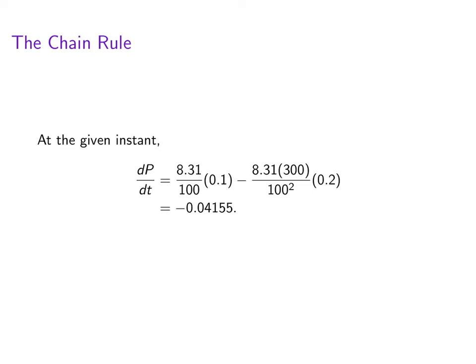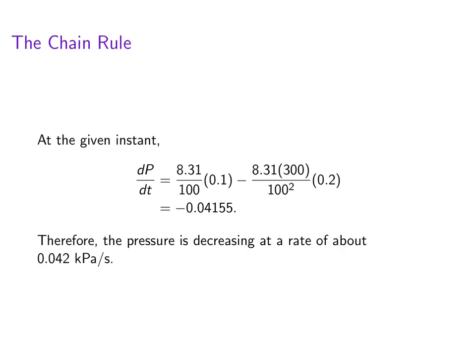We work all that out, we get negative 0.04155. The negative is telling us that the pressure is decreasing. And so what we'll conclude then is that the pressure is decreasing at the rate of approximately 0.042 kilopascals per second. Okay, that's all for now.